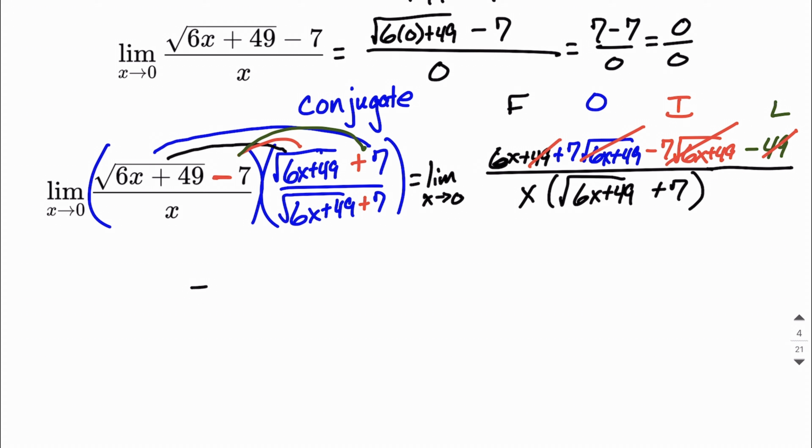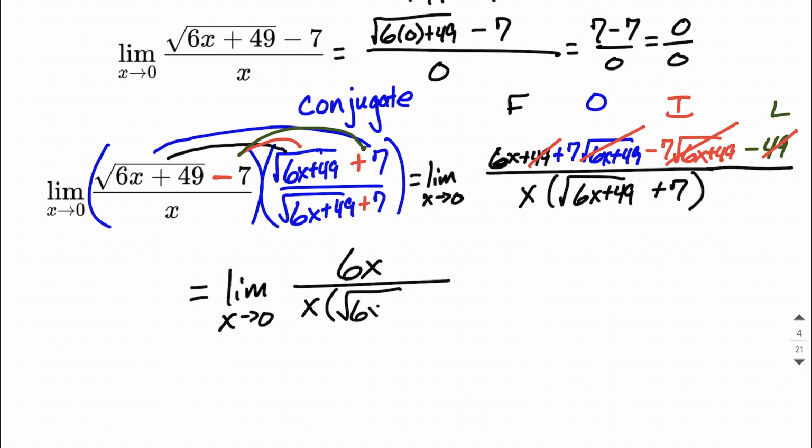All right, so let's see what remains. We still have that limit as x approaches 0 coming along. In our numerator, we're going to be left with 6x, which didn't get canceled out or reduced. We still, in our denominator, have x and that square root of 6x plus 49 plus 7. All right, at this point, you may notice that we have an x multiplied by the entire numerator and an x multiplied by the entire denominator. So in this case, we can reduce this to lowest terms by eliminating that x over x, which makes a 1.